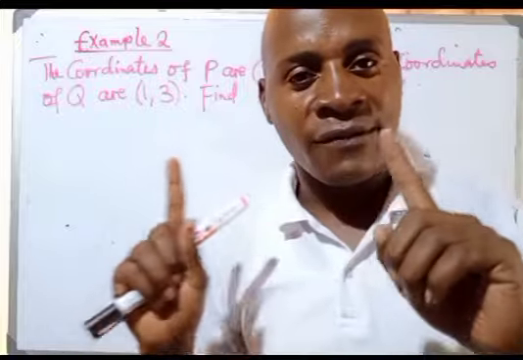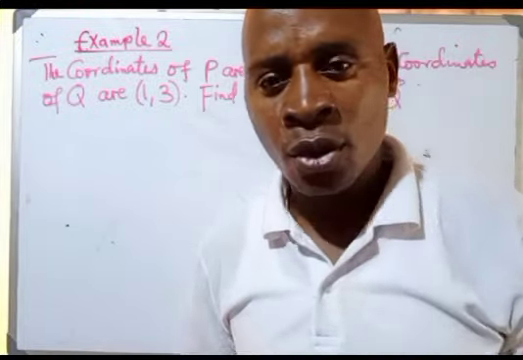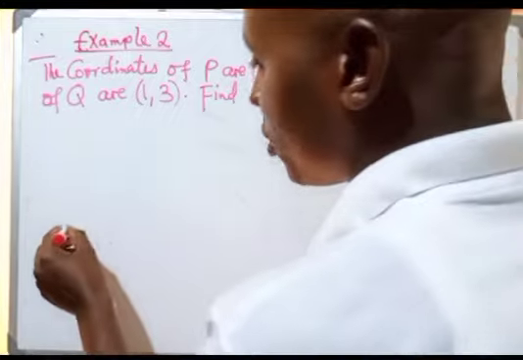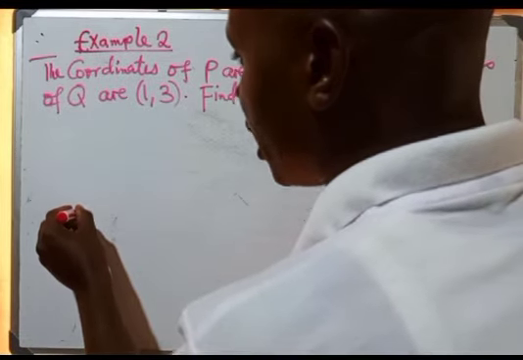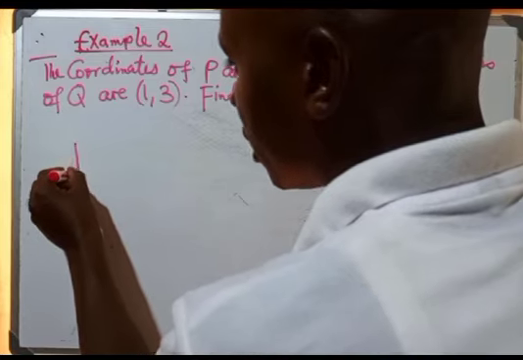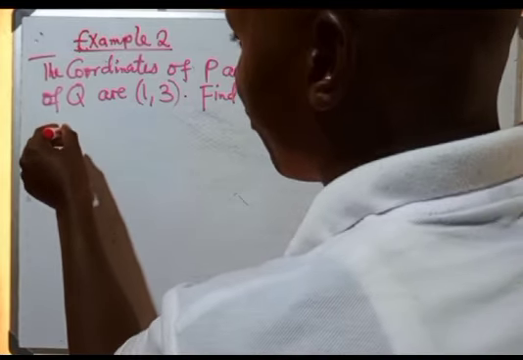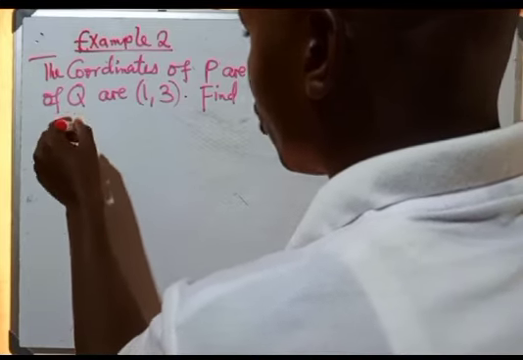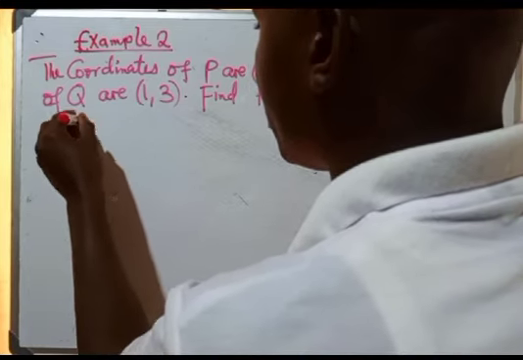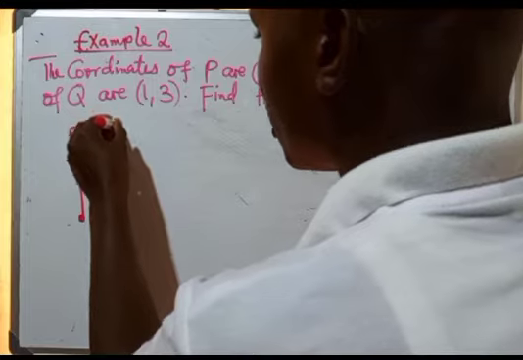The direction where the vector is going. So let us assume this is the origin. Then we go like this. With that arrow there, we have the point P. What are the coordinates of P? The coordinates of P are 3, negative 1.